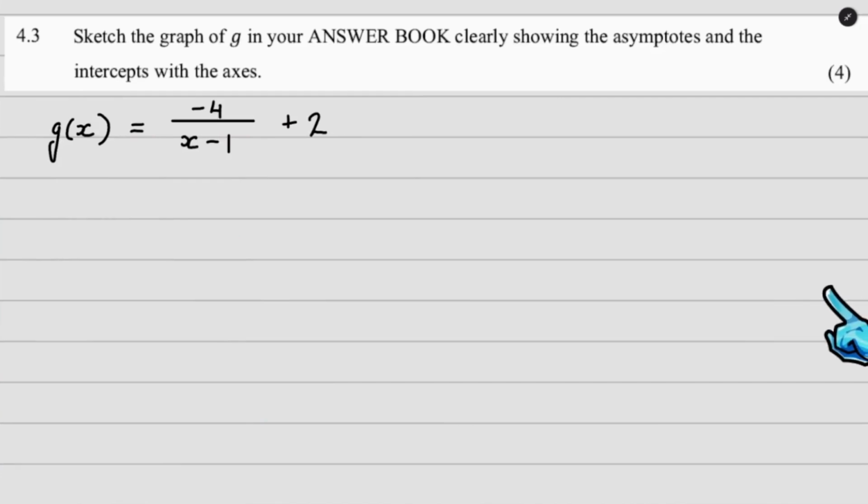All this hard work has been buttering us up to sketch the graph. So we've got the graph here. Let's see what we know about the graph.